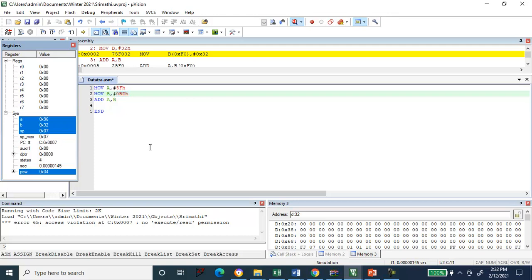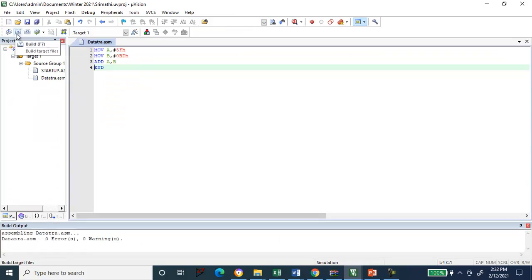So I said already, characters it can't understand, your compiler can't understand. You need to tell that it's a number. So it should be preceded by 0 BD. Add A comma B. Keep in mind this is immediate addressing mode, register addressing mode, and then I am adding. So let me debug this.